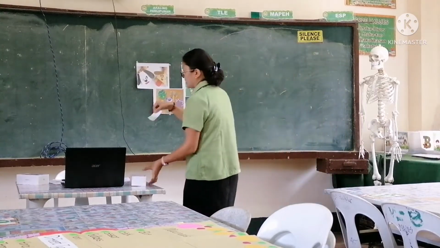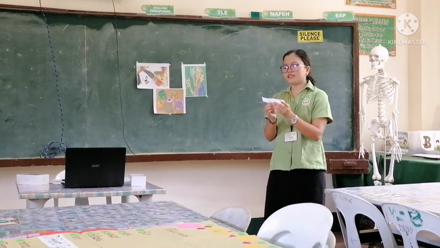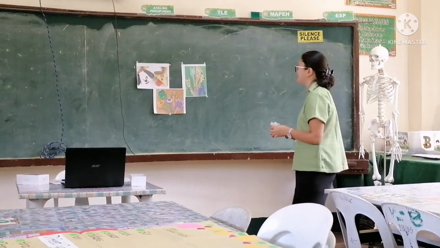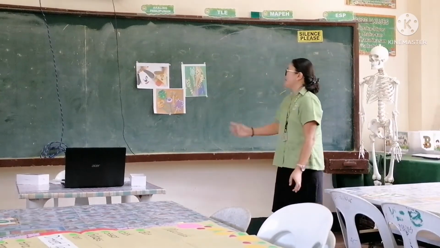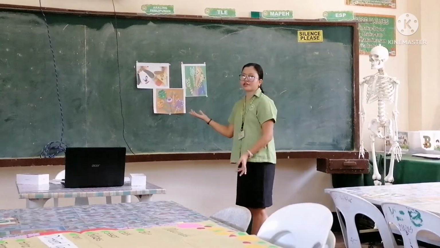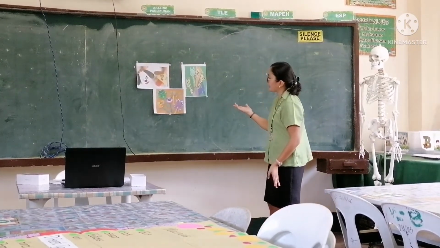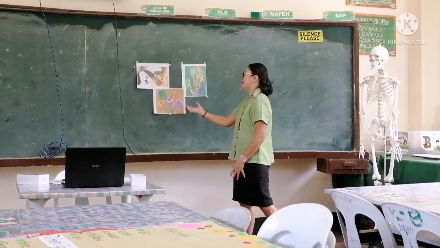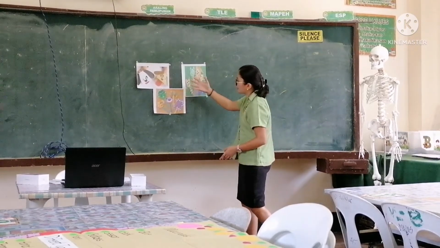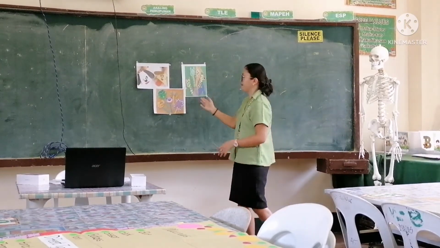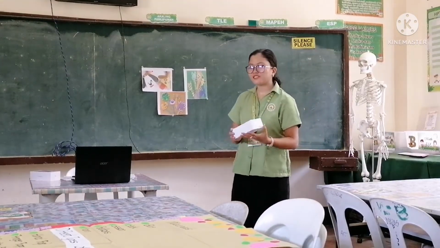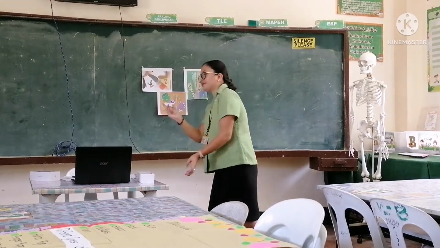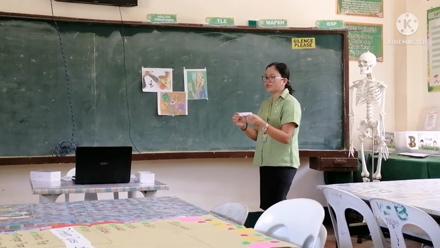Okay, let me read. Can you describe what is in the picture? Very good, yes. As we can see, there are different characters that can be used in making a puppet. A hand puppet, a stick puppet, and a mini hand puppet. Very good. So let's proceed to the next question. Can you name the materials used in making each puppet?